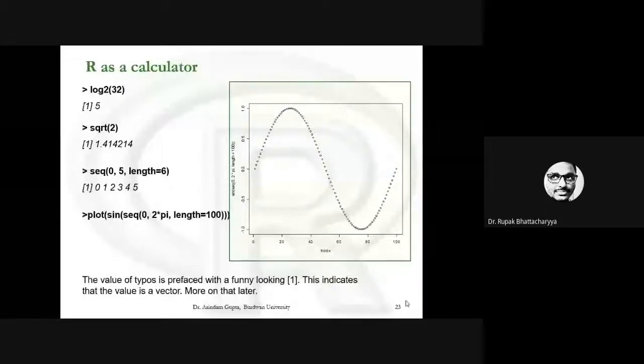The value of typos is prefaced with a funny looking [1]. This indicates that the value is a vector. More on that later. First element is 0, second element 1. For this reason, it is typed in within third bracket 1. What is the first position of the value?